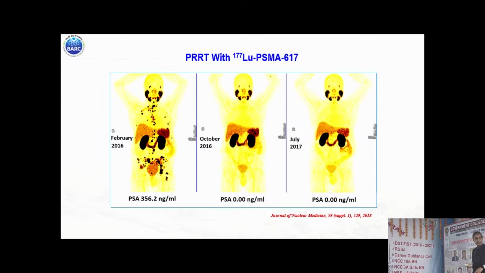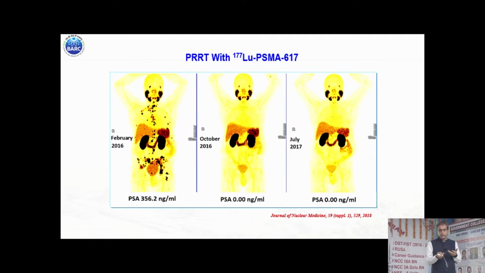Now, this is another example. I have taken this from the literature, Journal of Nuclear Medicine, which is considered one of the best journals in nuclear medicine. You see this patient, image is from February 2016. You see these extra hot spots, extra dots, which are very clearly visible, and you see the PSA level. PSA is prostate specific antigen. Normally it is somewhere around 0 in a normal male, and you see his PSA level is 356.2 nanogram per ml. This is basically a marker. If it goes beyond 10 or so, doctors will be very worried.